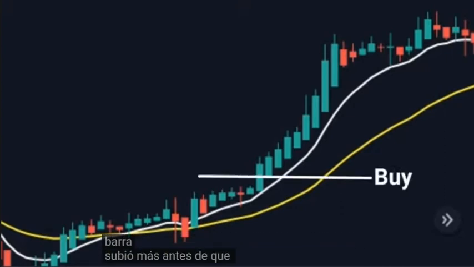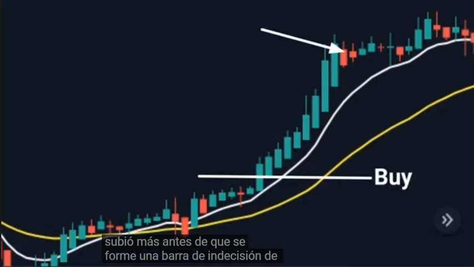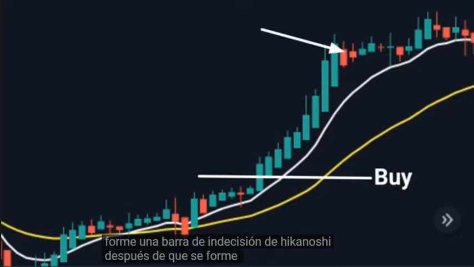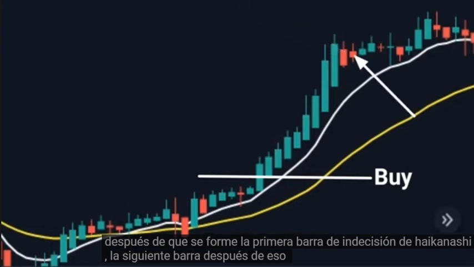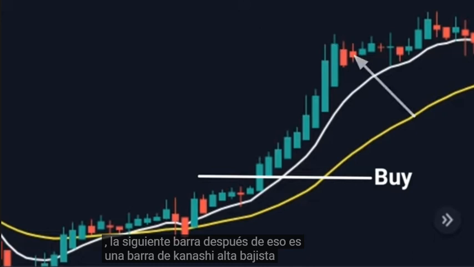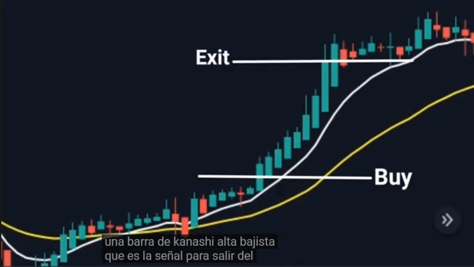Price did go up further, before an indecision Heiken Ashi bar is formed. After the first indecision Heiken Ashi bar is formed, the next bar after that is a bearish Heiken Ashi bar. That's the signal to exit out of the trade.